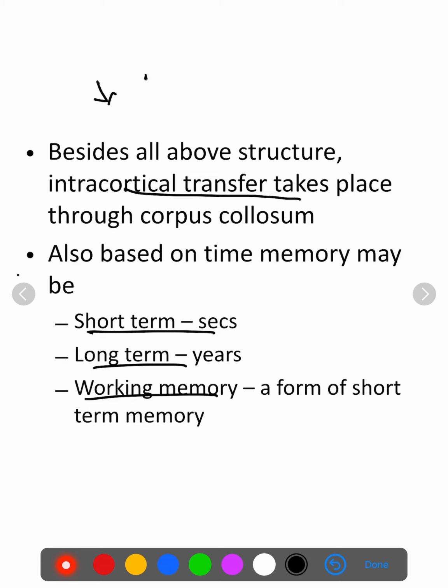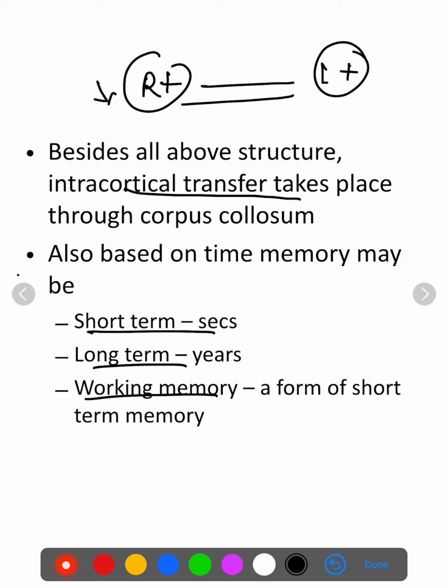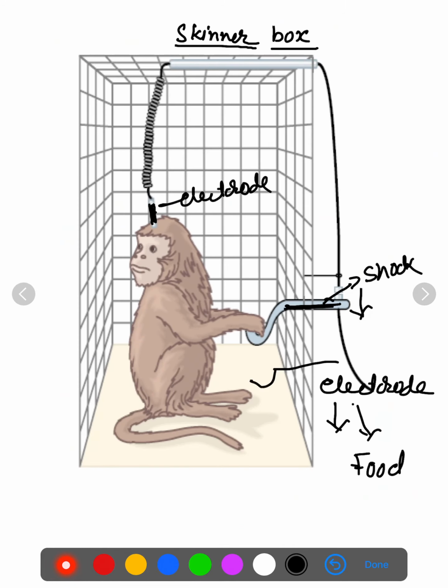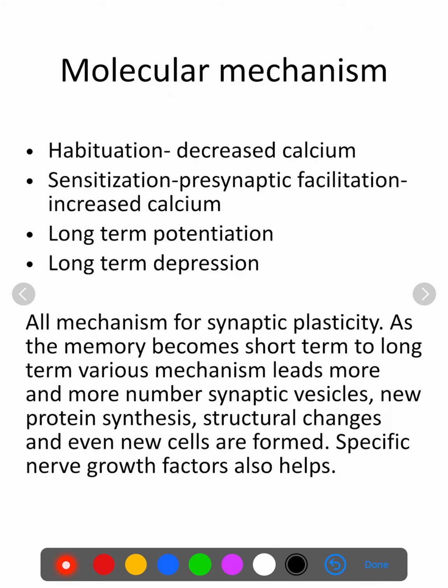Now see, important, you can't separate right and left, because both are connected via the corpus callosum. So this is how this intracortical transfer takes place through the corpus callosum. Now we will be studying the molecular mechanisms which play a role in all these types of memory.